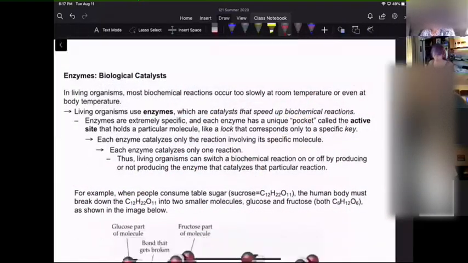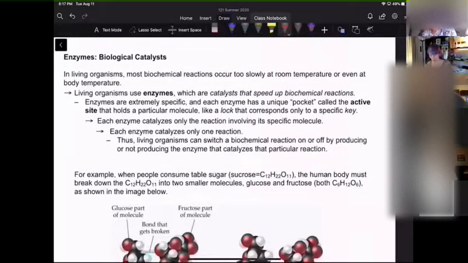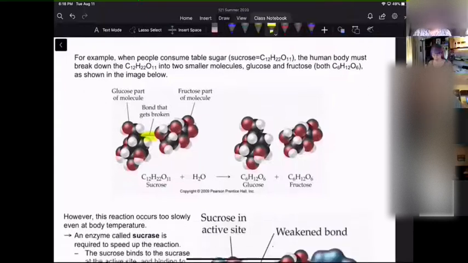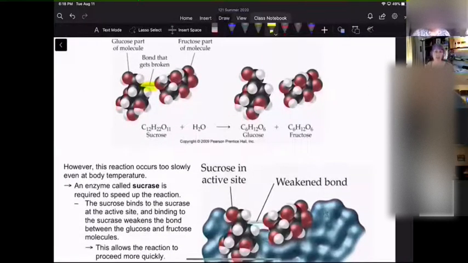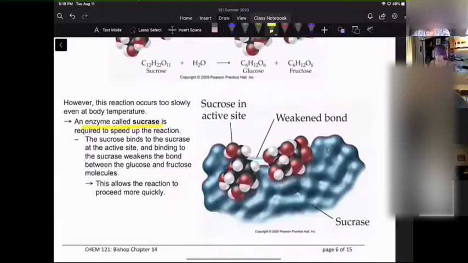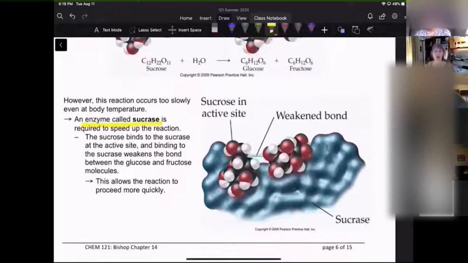Then the last one that I think we're going to go over is enzymes, biological catalysts. This is an example of a sugar. It's got two rings on it, the glucose and the fructose sugar. So they're highlighting this bond that gets broken in the reaction here. And it's too slow, even at body temperature, to happen in effective timeline for life to exist. So we require enzymes, in this case a sucrase, and we're just showing that big green blue blob.